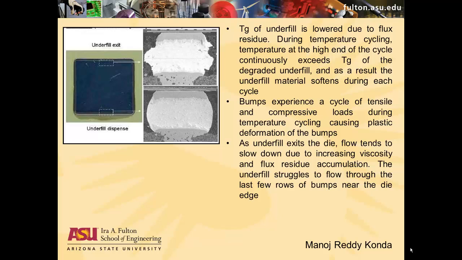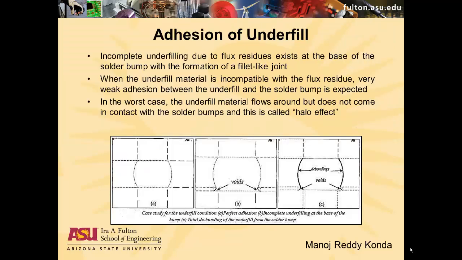Due to the increase in the viscosity and flux residue accumulation, the flow of the underfill tends to slow down while exiting the die. Hence, the underfill struggles to flow through the last few rows of the bumps near the edge of the die. In the figure, we can see that the bump is undeformed at the side where the underfill is dispensed, and the bump is deformed at the exit of the underfill.